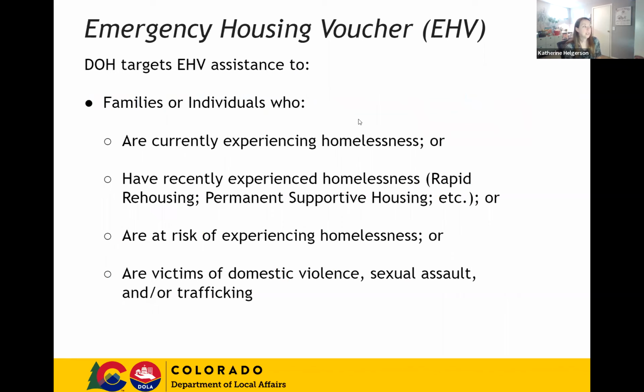So the populations that the emergency housing voucher program is targeted to, HUD is very clear on who we have to serve with this. And that's families or individuals who are currently experiencing homelessness or who have recently experienced homelessness, but they're currently in a program such as rapid rehousing or permanent supportive housing, or people who are at risk of experiencing homelessness. And then finally, people who are victims of domestic violence, sexual assault, and/or trafficking.